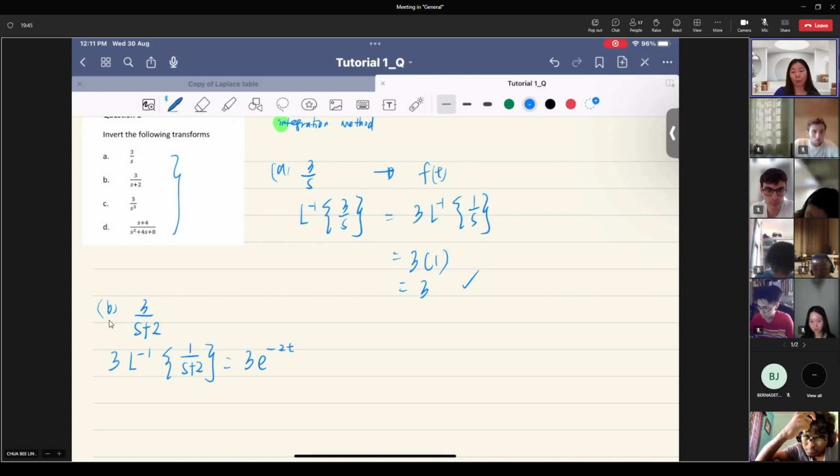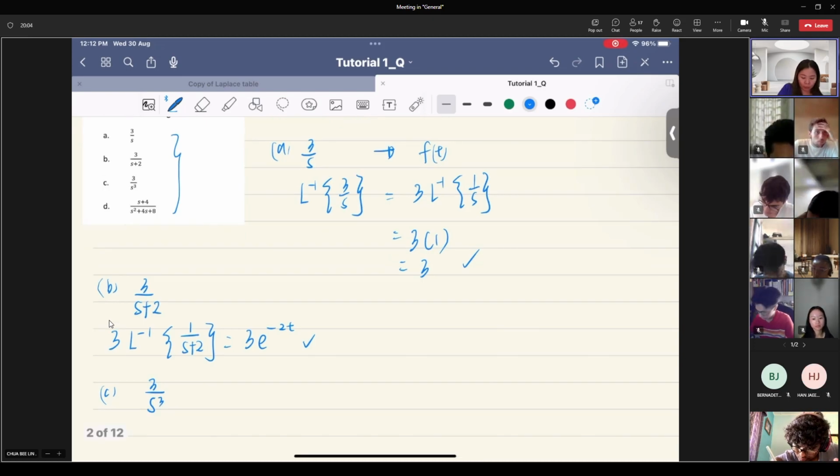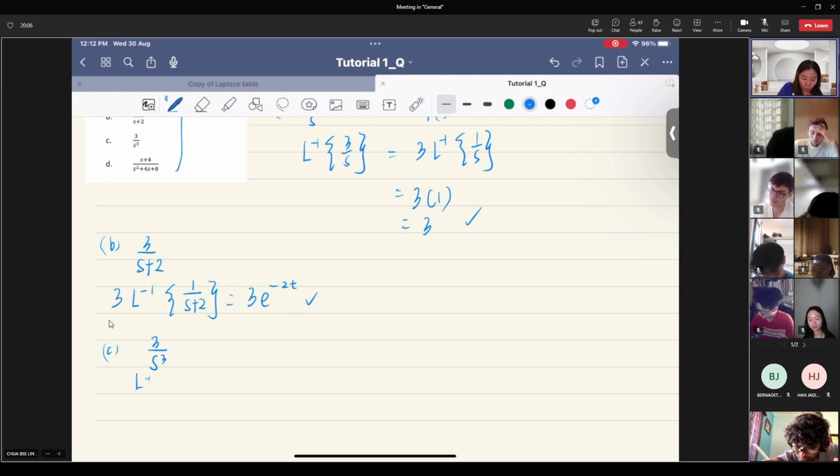It's a direct conversion. Because they are already in their simplest form, therefore you can straight away refer to the Laplace table to get the answer. So this is the direct conversion to get the answer. So B, done. Okay, C. 3 over S to the power of 3. So again, you will do the inverse Laplace of this, 1 over S cubed, and then the 3 you will actually keep outside.